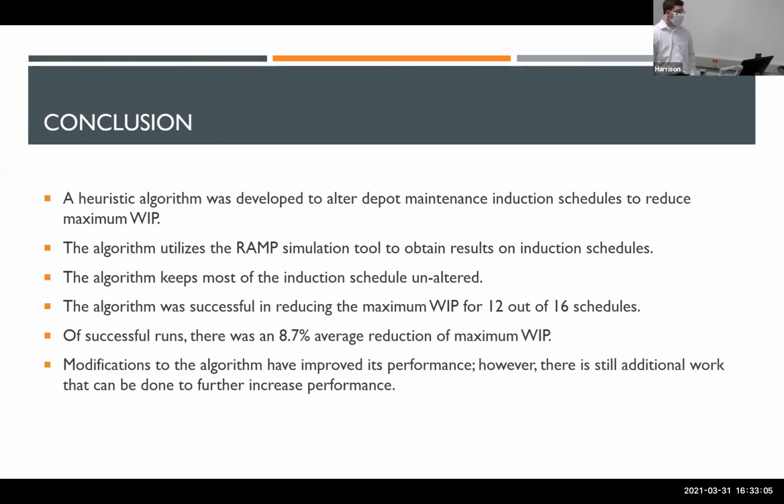So in conclusion, I developed a heuristic algorithm to alter depot maintenance induction schedules in order to reduce the maximum work in progress. The algorithm utilizes the RAMP simulation tool to obtain results on induction schedules. It keeps most of the induction schedules unaltered by manipulating aircraft only around large extrema. The algorithm detects important extrema and is able to push together aircraft around valleys and pull apart aircraft around peaks. It was successful in reducing the maximum WIP for 12 out of the 16 schedules tested.